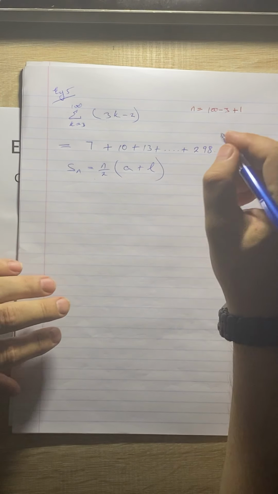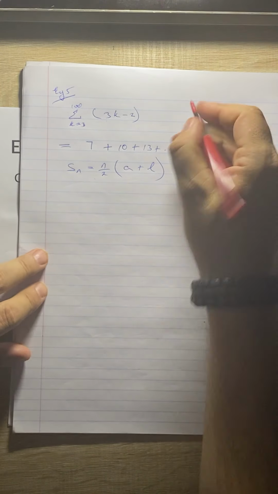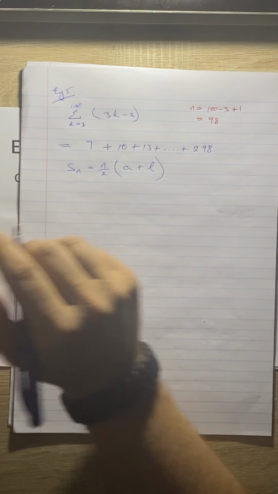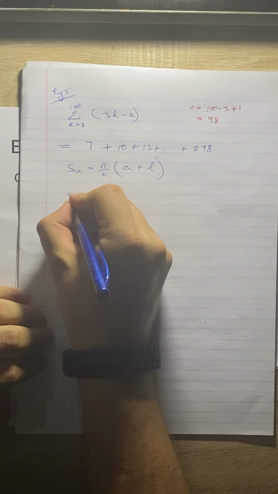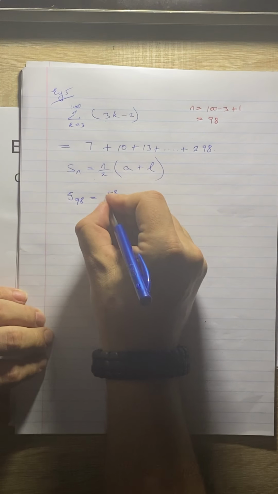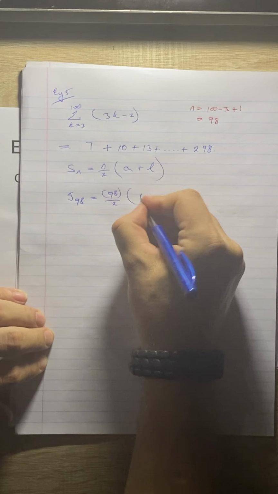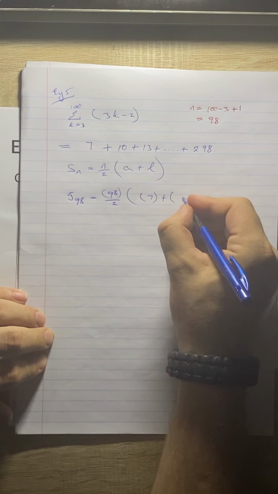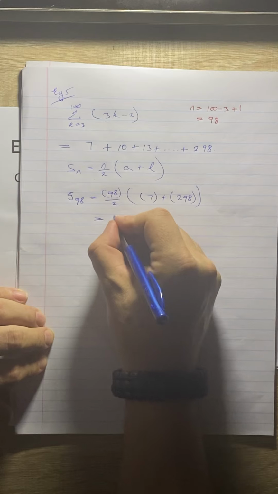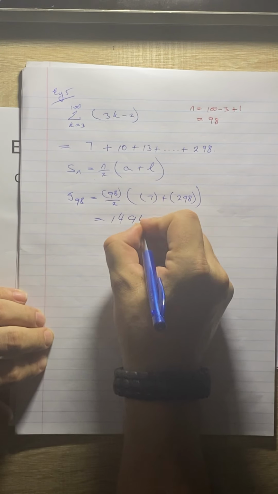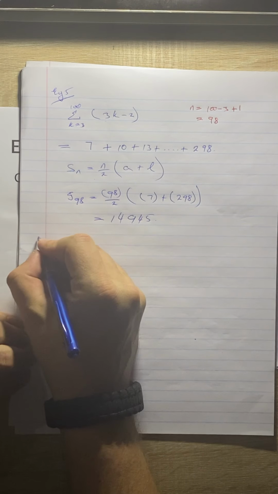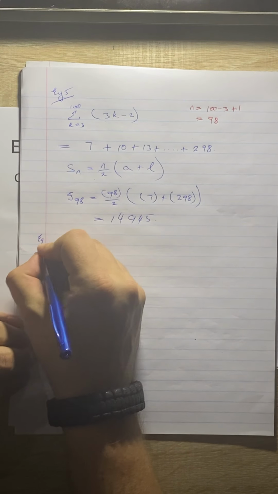So 100 minus 3 plus 1 will give us 98. So we have 98 terms that we are summing here. I can now plug everything into the formula. So the sum of 98 terms equals 98 over 2, times 7 plus 298. And we get a total sum of 14,945. All right. Example 6 is next.